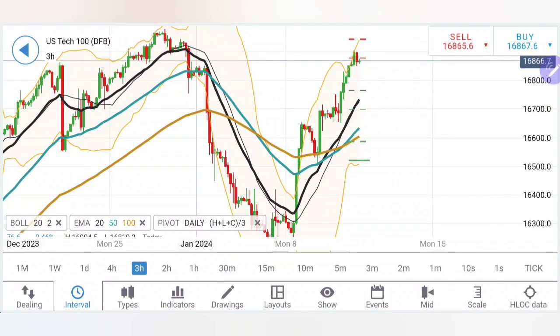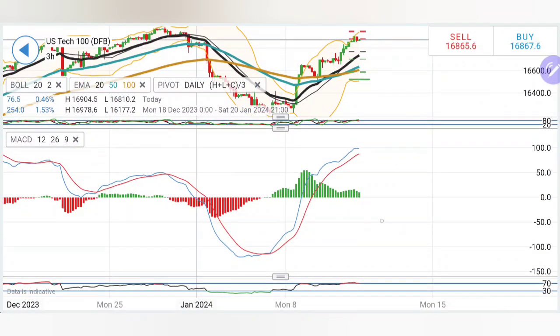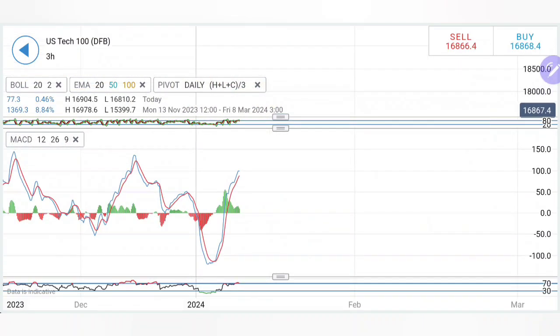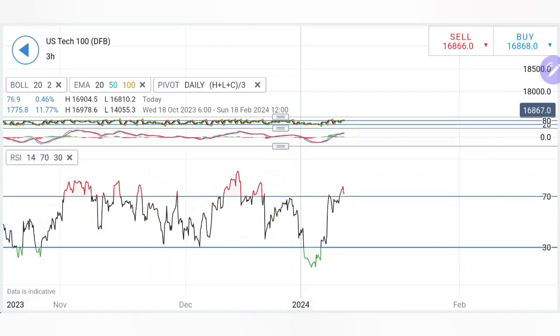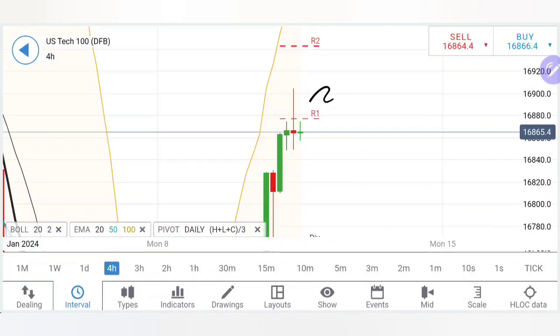Tech 100 is to be treated bearish only if it trades below 16,650. Stochastic overbought, trying to look down. MACD has seen a good retracement here. It is still trading with bullishness. It is still trading with divergence. RSI overbought as well.